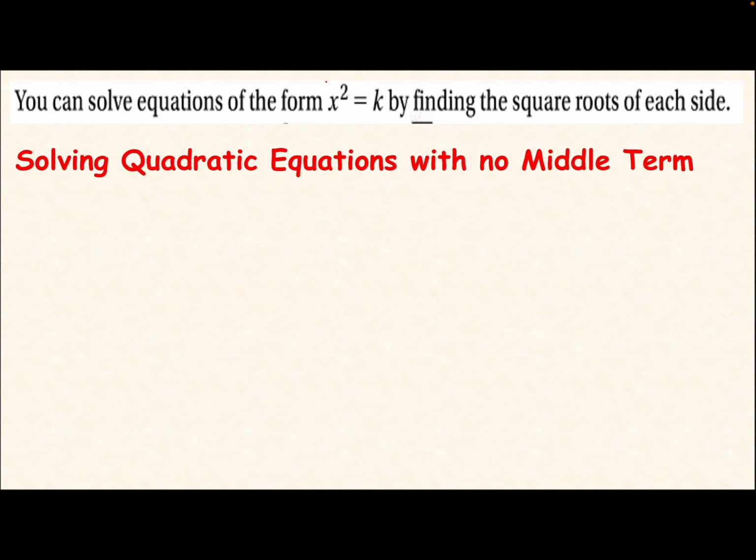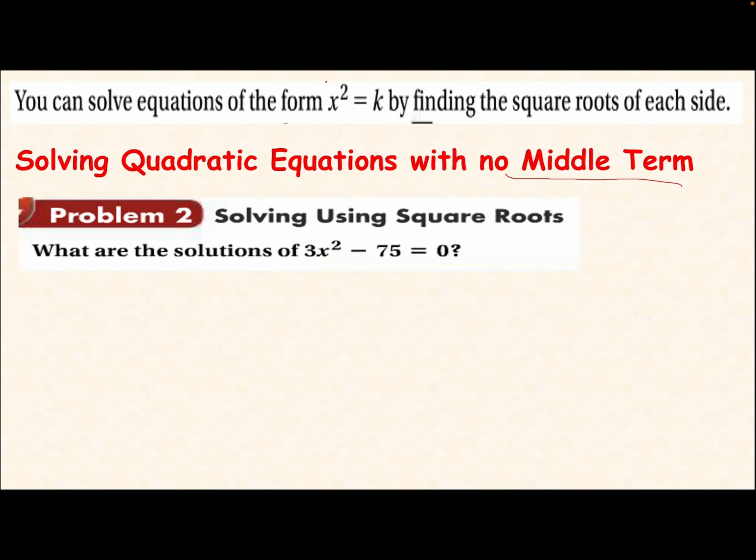This quadratic equation has no middle term, and we can solve it by extracting the square root. Let us try to solve the given quadratic equation. What are the solutions of 3x squared minus 75 is equal to 0? Try to observe. It has no middle term.